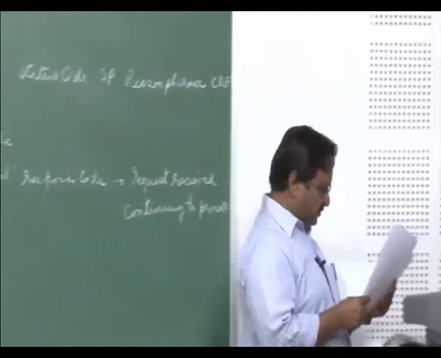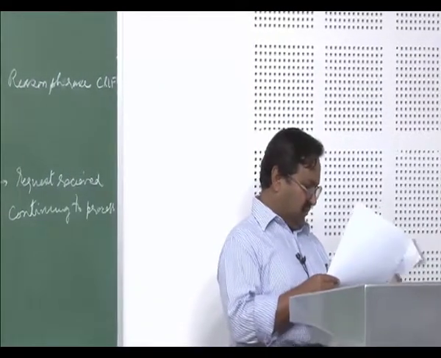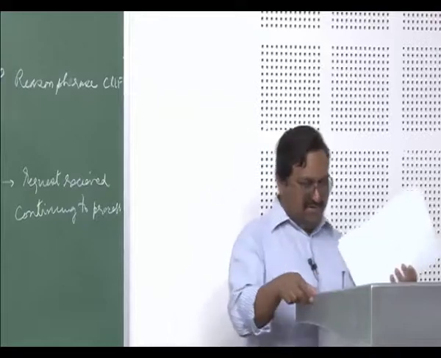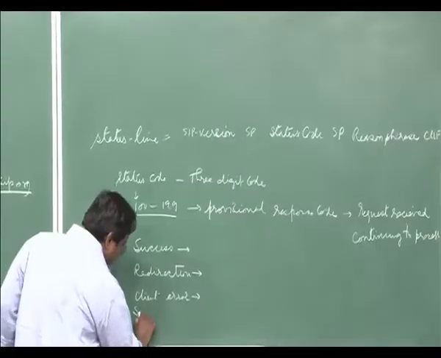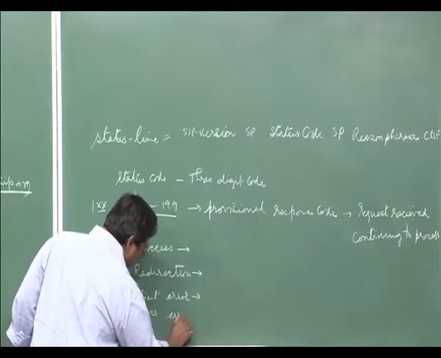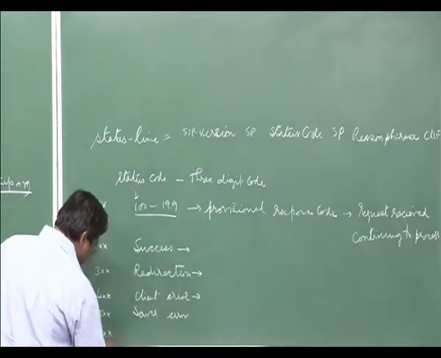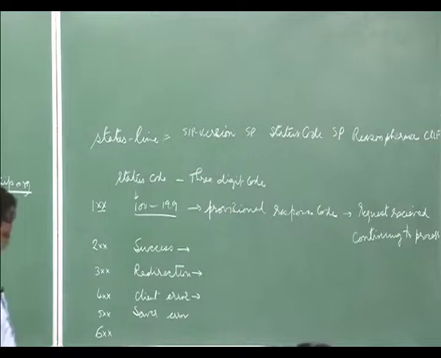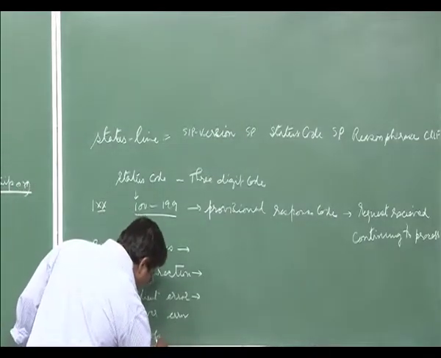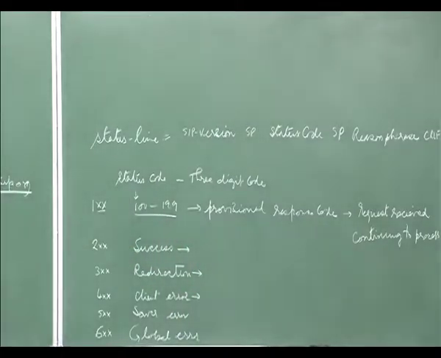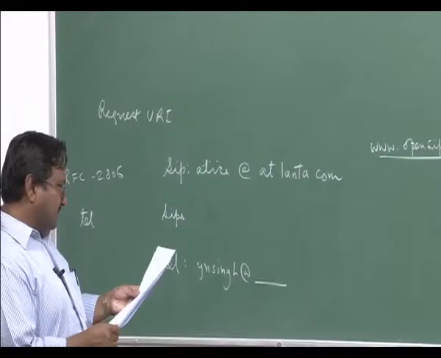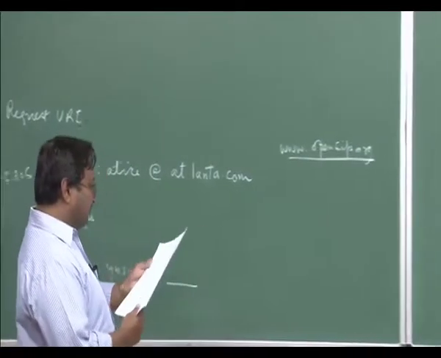So there are 5 and 6 also. I have not noted down 5xx and 6xx, but there is a 5xx also. I think that is a server error, if I remember correctly, and there is 6xx, I think global failure. I think I had written it some time back; it must be on some other sheet. The same thing gets repeated actually. So that will be the status codes.